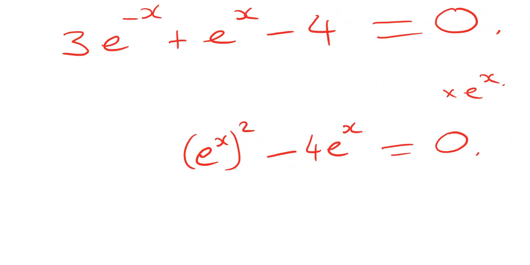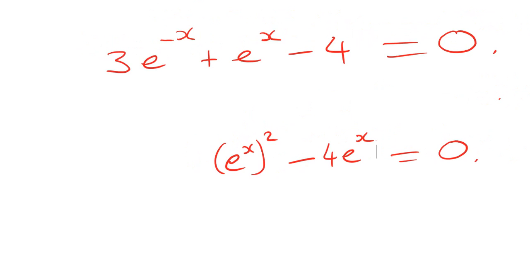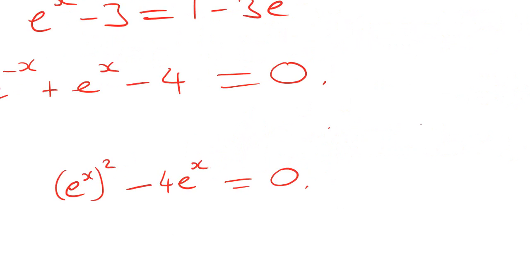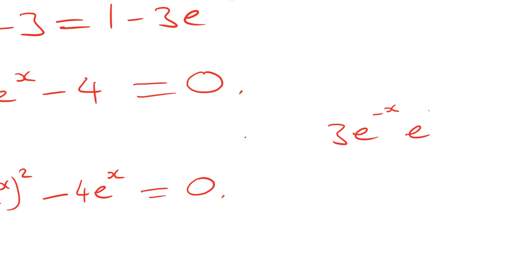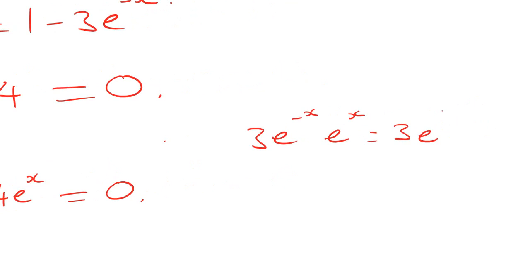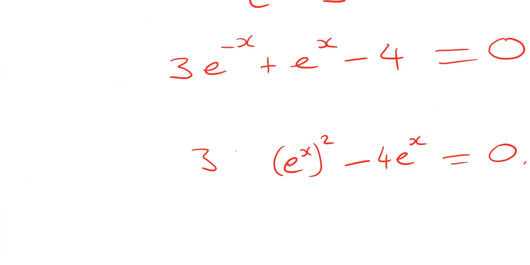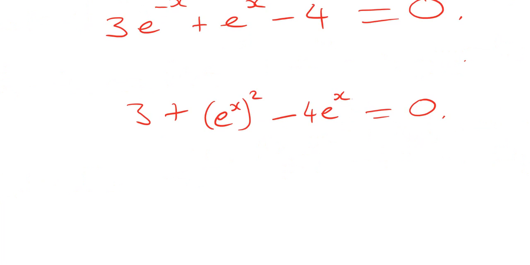Now, what is interesting is what's going to happen to the 3e to the minus x, because let's just go over here a second. 3e to the minus x multiplied by e to the x, well, that's going to be 3 lots of e to the 0, because when I add the minus x to the x, because of the first law of exponents, I'm going to get that 0. Well, that's just going to be 3. So all I've got to write there is a 3.